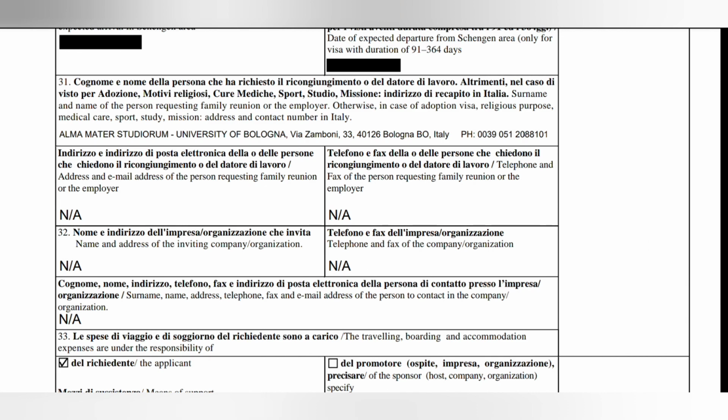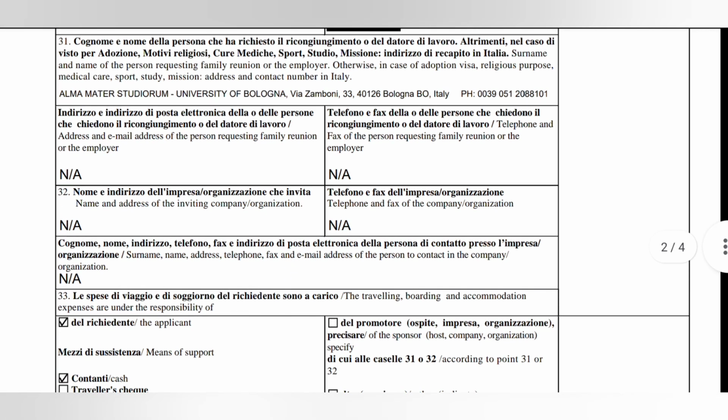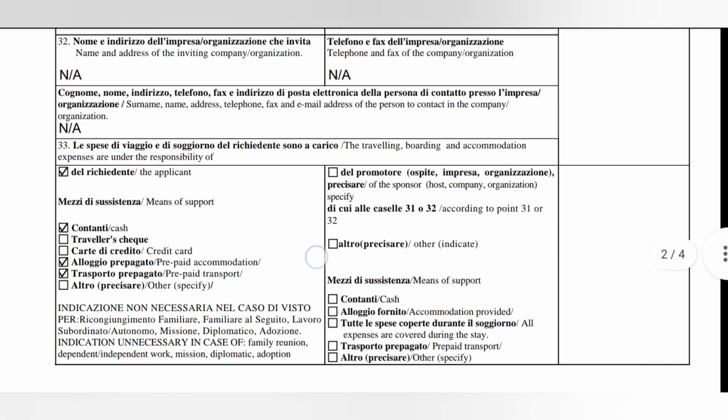Address and email address of the person requesting family reunion or the employer. So you wrote everything above. You can just write N/A here, like in all of these five until the 32nd. There are three parts of 32nd. So just simply write N/A after writing the name, address, and phone number in the 31st. Okay. Yes, of course, if you don't understand anything, you can ask in the comments. So don't worry about that.